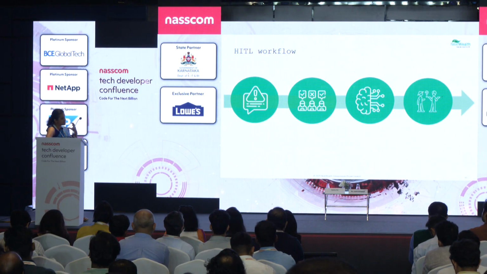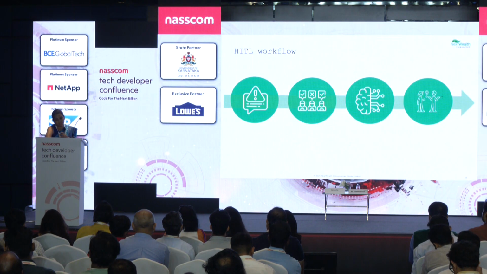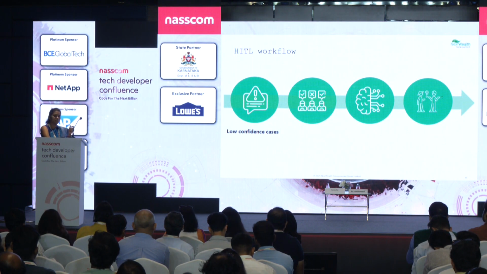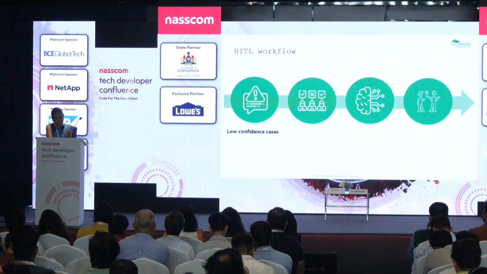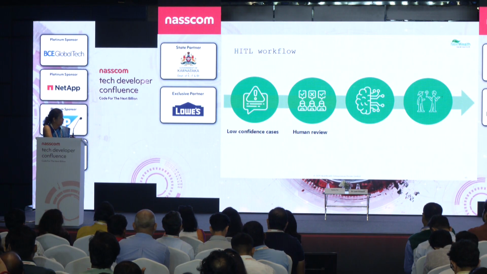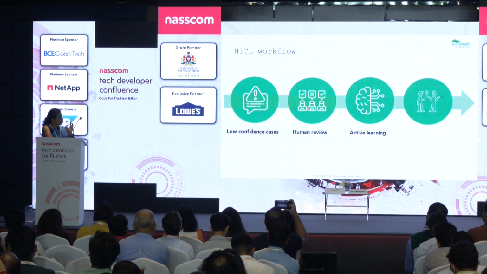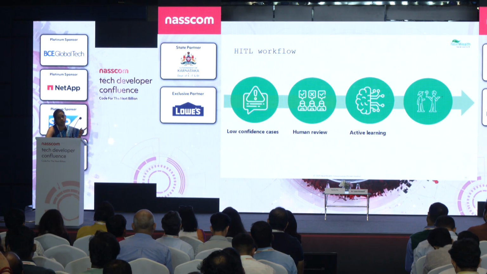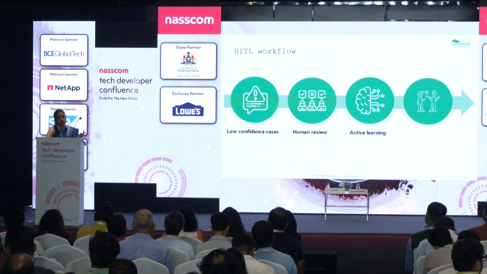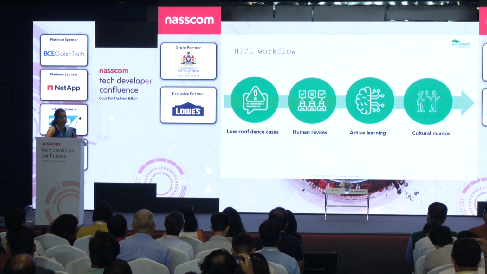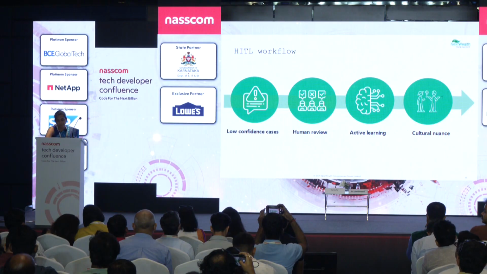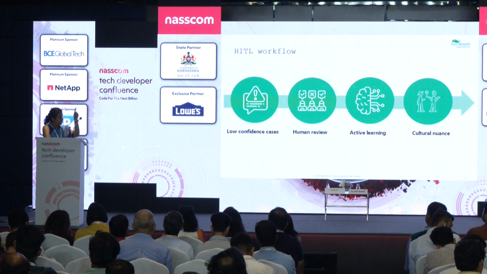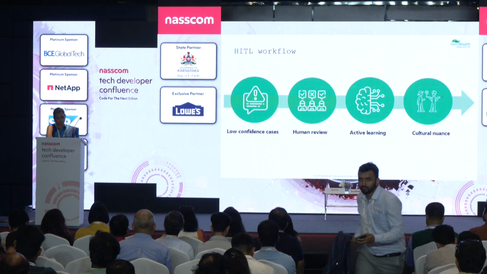And the last is how do we get to these HITL workflows? What exactly happens? First case, mostly the low confidence cases are redirected to humans, right? And the second level, they are reviewed by them. But primarily, many of these edge cases and low confidence cases are identified by models themselves through active learning, right? And when this happens, there is more cultural nuance built into your models, right? So you connect it back to the entire feedback loop that we were talking about.